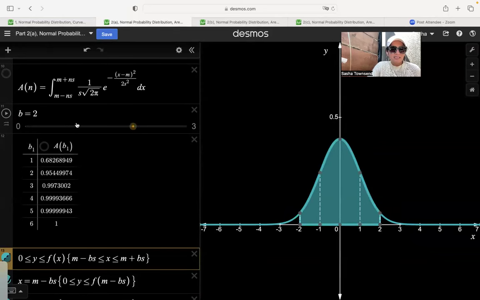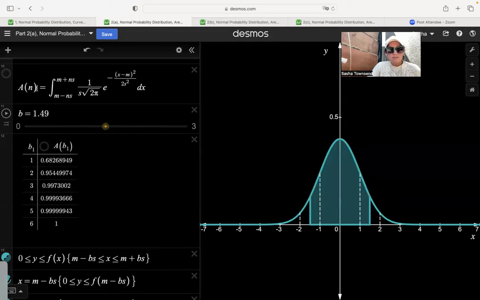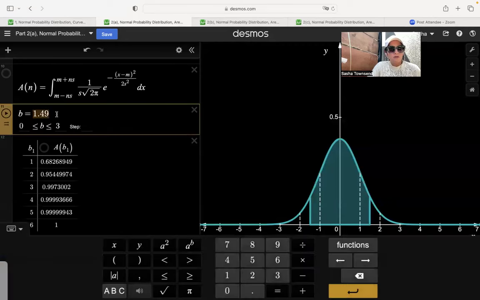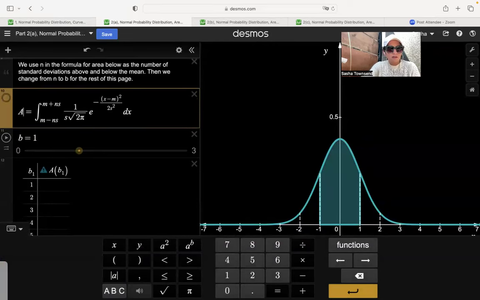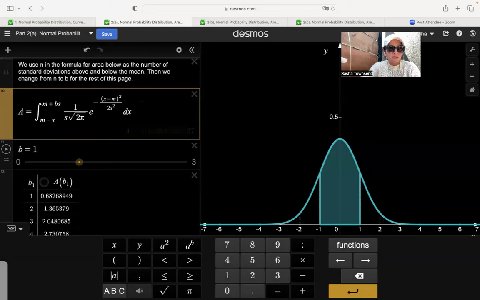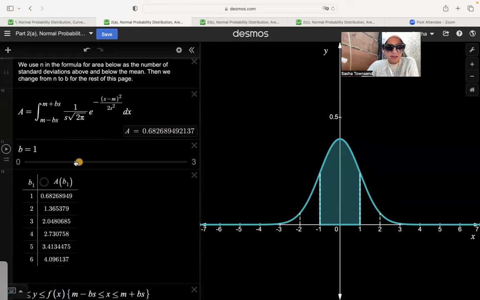But we can find the area value for different values of b just by moving this slider back and forth. And if you want, you can get rid of that n here. I'll just say b equals 1. I'll put a b here and a b here. And when I do that, you can say, okay, that's giving me that area of that 68%.